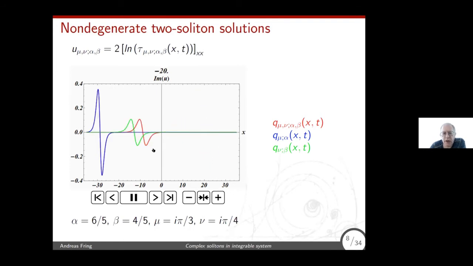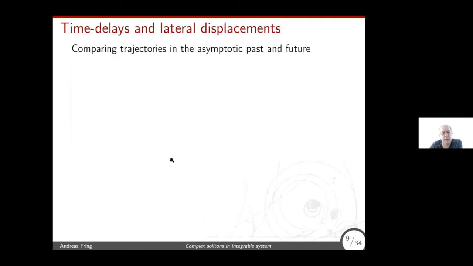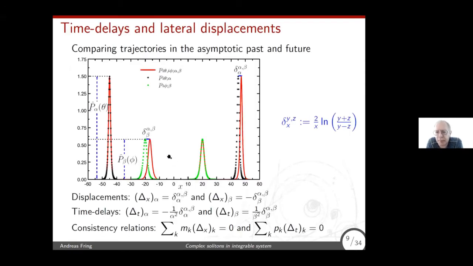So the question is now, can we calculate these shifts, either in time or in space? And the way to do it is you compare your solutions in the asymptotic past and the asymptotic future. And you can indeed, when you do this for the two-soliton solutions and compare with the one-soliton solutions, you find that the shift, either in time or in space, depending on which variable you want to pick, is calculable, and it's this closed expression over here. You can calculate this analytically.